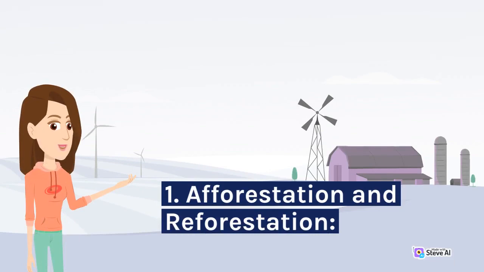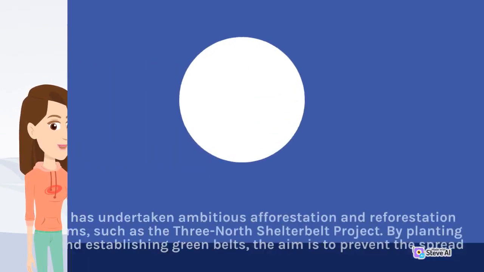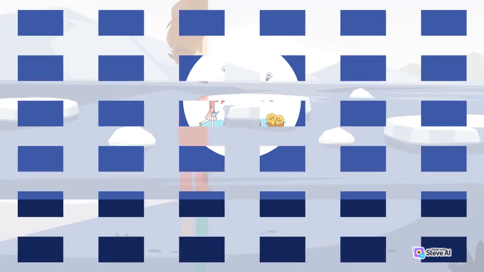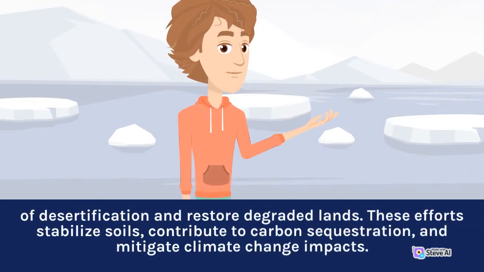1. Afforestation and reforestation. China has undertaken ambitious afforestation and reforestation programs, such as the 3 North Shelter Belt project. By planting trees and establishing green belts, the aim is to prevent the spread of desertification and restore degraded lands. These efforts stabilize soils, contribute to carbon sequestration, and mitigate climate change impacts.